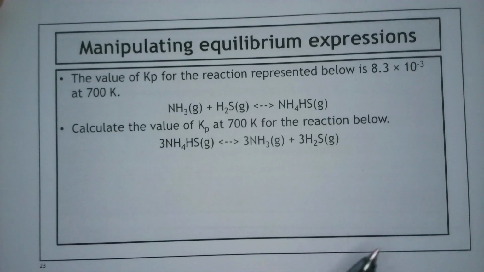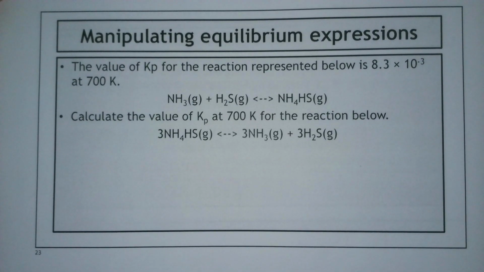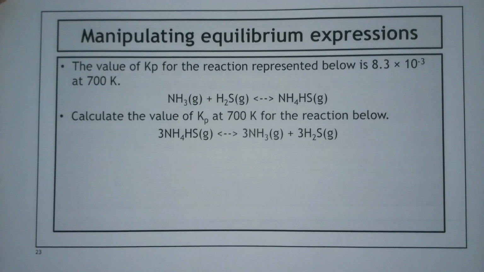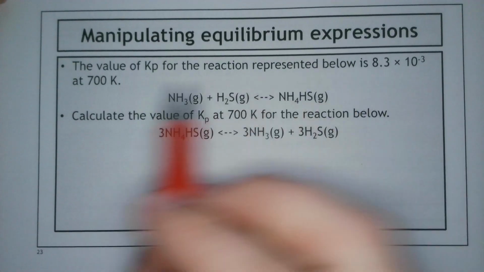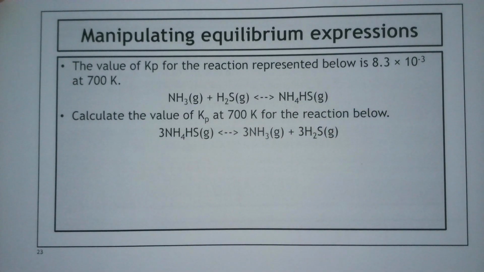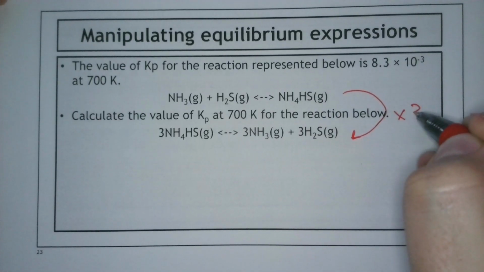Next, we have manipulating equilibrium expressions. The value of Kp for the reaction below is 8.3 times 10 to the minus third. Calculate the Kp at 700 K for this reaction below. So, still at 700 K, which just means don't worry about it, it's all the same. I'm taking this reaction and just timesing it by 3.